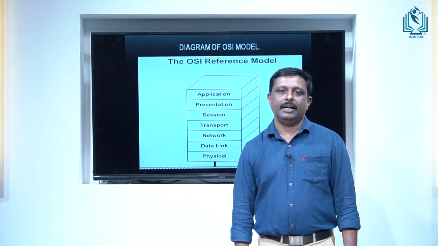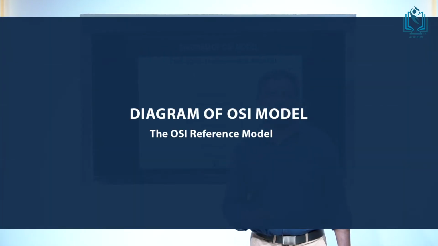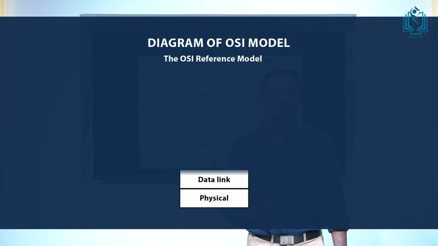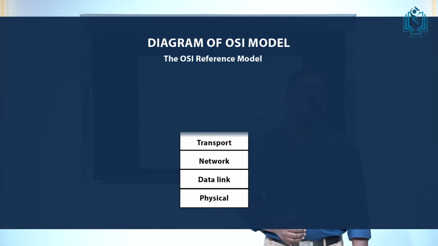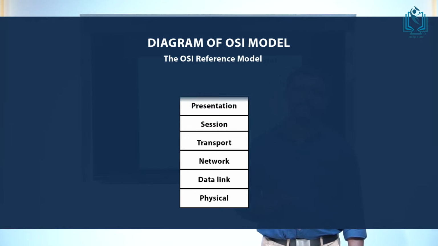Next, we explain what the 7 layers are. The first layer of the ISO OSI model is the physical layer. The second layer is the data link layer. The third layer is the network layer. The fourth layer is the transport layer. The fifth layer is the session layer. The sixth layer is the presentation layer. And the last layer, the 7th layer, the topmost layer, is the application layer.